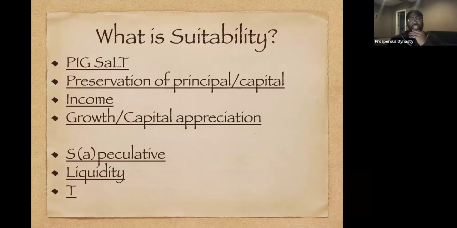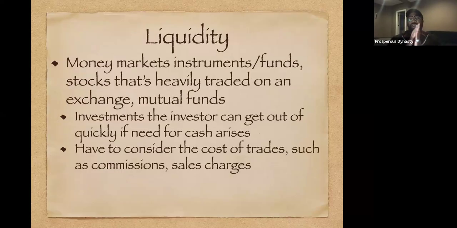And then, like you were saying, Joyce, liquidity is going to be our L in PIGSAW, right? So these are typically our money market instruments. Like I was saying, they typically have an NAV of 1. They're supposed to be close to cash. So our money market instruments and our money market funds, and stocks that are traded heavily on an exchange, and then mutual funds, right? So we talk about stocks that are traded heavily on the exchange. We can go on Robinhood or any of our apps and we can sell or buy stocks immediately, especially these big companies, right? And then what makes mutual funds so liquid?